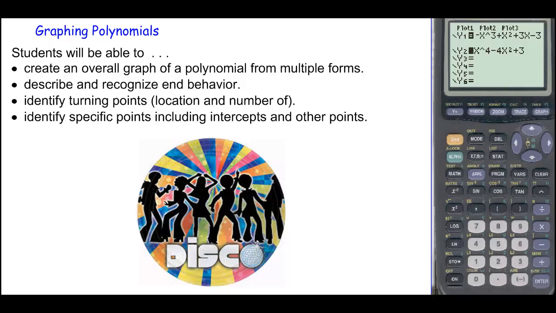So here are the objectives that we're going to look at in this lesson. One is, can we make an overall graph of a polynomial and understand the different pieces? Those pieces are end behavior, both to the left and the right, and turning points, when the graph actually changes direction, their location and their number. And the last thing is, can we find specific points on the graph, intercepts, and also different input and outputs through evaluation and synthetic division. So those are the topics that we're going to look at.